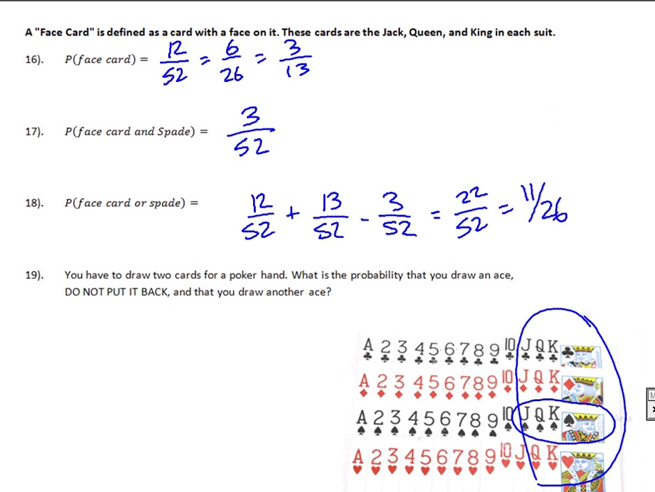And again, kind of like we did in the other one, all we have to do really is kind of mark them off. So face card or spades. Here's my face cards, 1, 2, 3, 4, 5, 6, 7, 8, 9, 10, 11, 12. And then count spades, so 13, 14, 15, 16, 17, 18, 19, 20, 21, 22. Well, those 3 I already counted. I don't need to count anymore. 22 out of 52 is your answer.